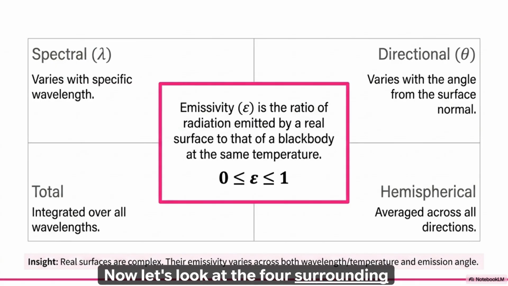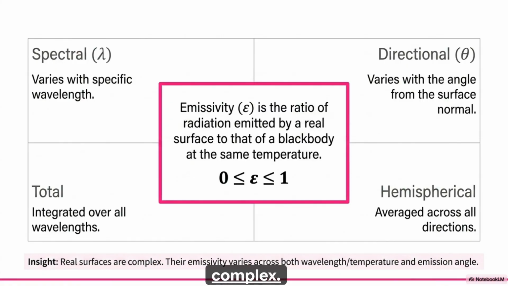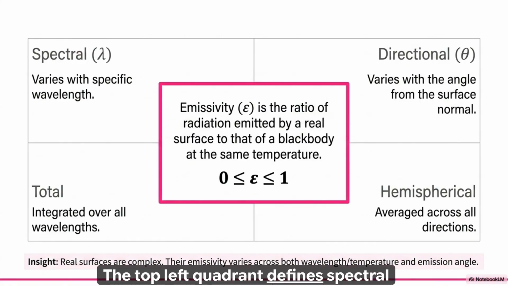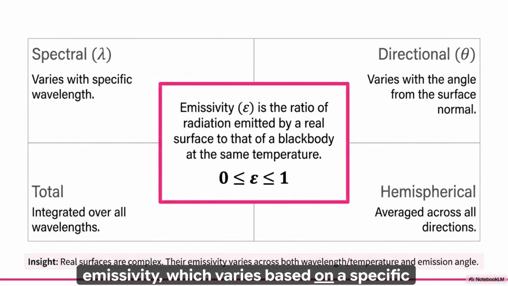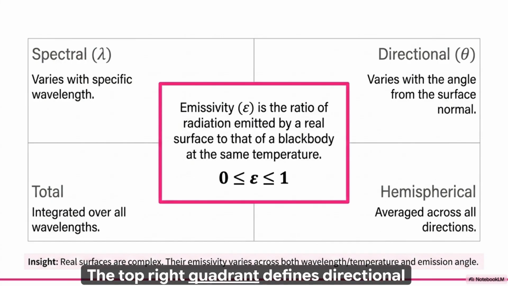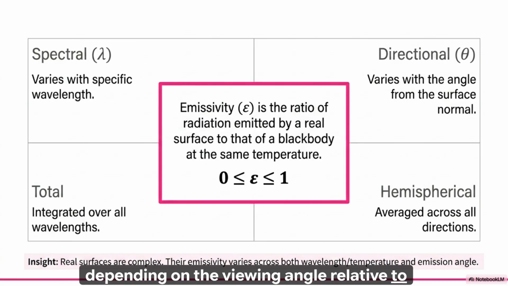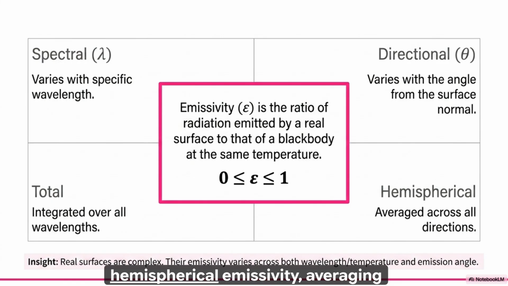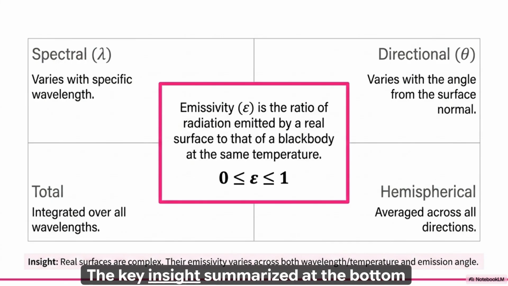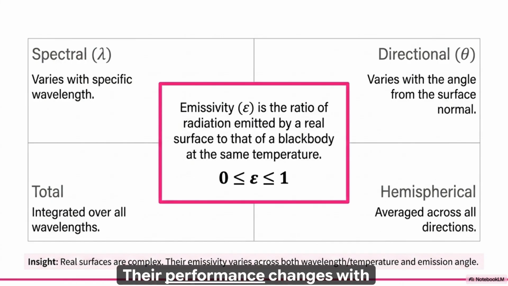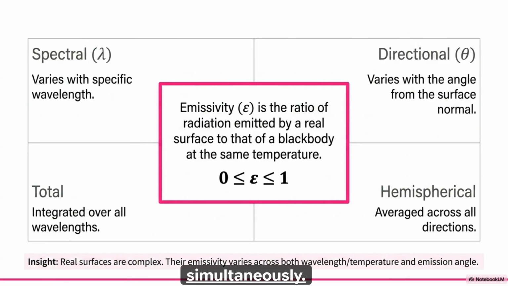Now let's look at the four surrounding quadrants to see why real surfaces are so complex. The top left quadrant defines spectral emissivity, which varies based on a specific wavelength. The top right quadrant defines directional emissivity, showing that efficiency changes depending on the viewing angle relative to the surface normal. The bottom left defines total emissivity, which integrates performance across all wavelengths, while the bottom right defines hemispherical emissivity, averaging performance across all spatial directions. The key insight summarized at the bottom reminds us that real materials are non-gray and non-diffuse. Their performance changes with wavelength, temperature, and angle simultaneously.